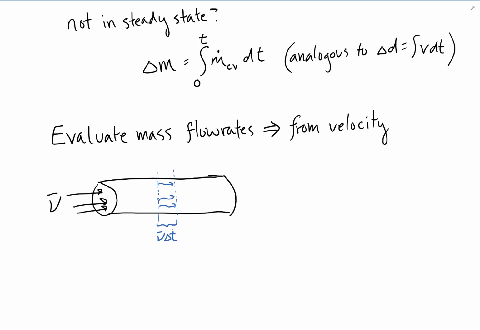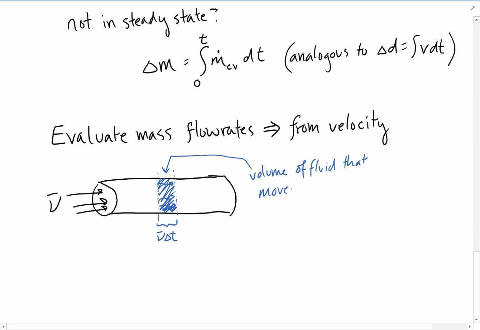Now, what should also hopefully be clear is that the volume of fluid that moved past that line is equal to that volume right there. So this is the volume of fluid that moved in delta t. And using basic geometry, we can determine what that volume is. That volume is going to be the area of the pipe times the height, which is velocity times delta t.